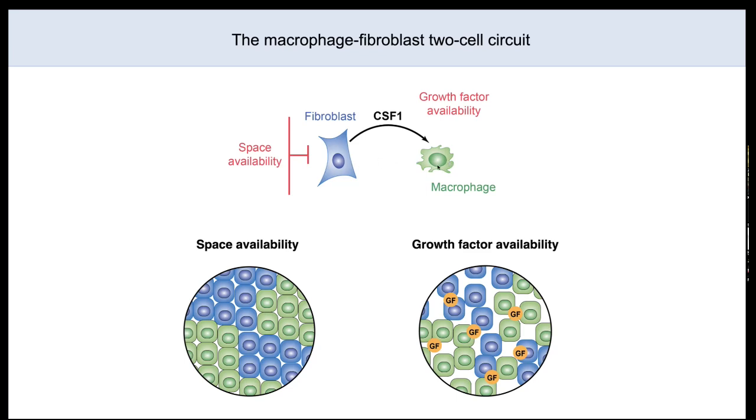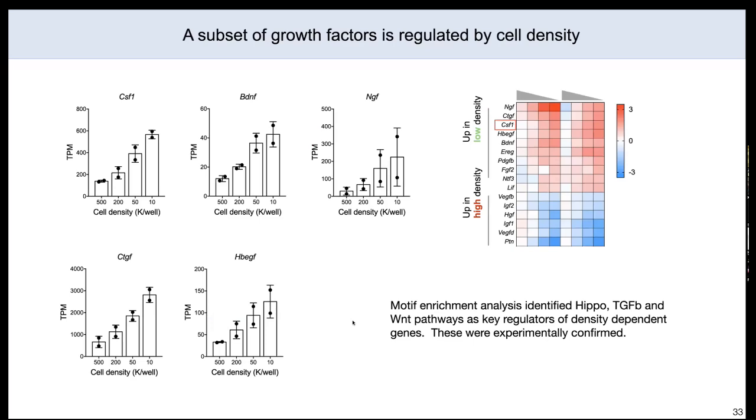And we asked whether this is purely a lucky or curious coincidence, or if there is some deeper insight here. Specifically, because fibroblasts are controlled by space availability, the carrying capacity of the environment, and macrophages by growth factor availability, we asked whether production of growth factor by fibroblasts is a function of the space availability they can detect. And that's exactly what we found. When we grew fibroblasts at different densities to mimic space availability, we found a number of genes controlled in a density-dependent manner, amongst them growth factors like CSF1 and many others.